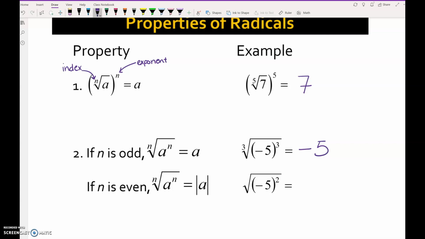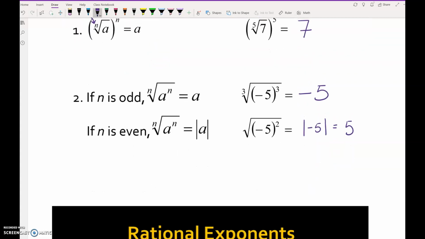If the index is even, it's a little bit different. The square root of negative 5 squared is positive 25. What's the square root of positive 25? 5. So in this case, it's going to be the absolute value of negative 5, which is positive 5. So I'm going to add a couple down here just to make sure you understand this.